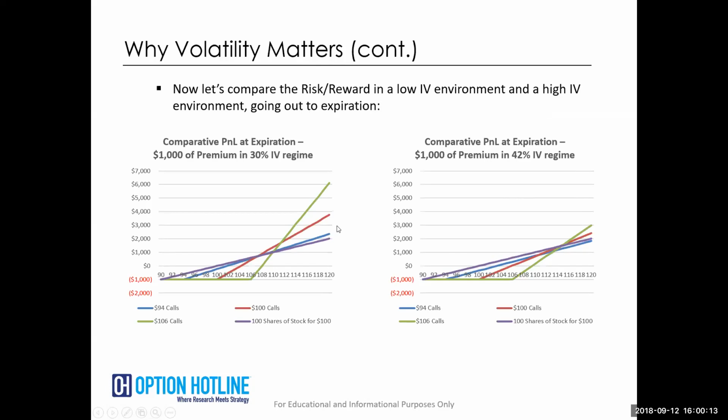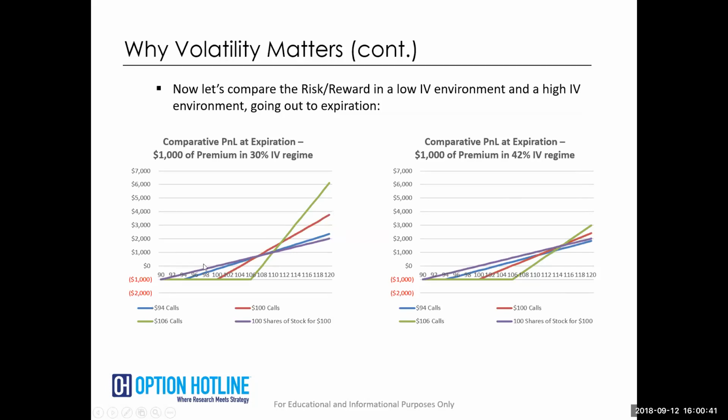Let's compare the risk reward in that low implied volatility environment to the high implied volatility environment at expiration, because this, I think, helps illustrate where that leverage exists. When implied volatility is cheap, 30%, the 106 calls have this massive return profile. I can risk $1,000 and potentially make $6,000 if we hit my price target. That is a home run. Even the 100 calls, I'm risking $1,000 for the potential to make almost $4,000. That is a home run.